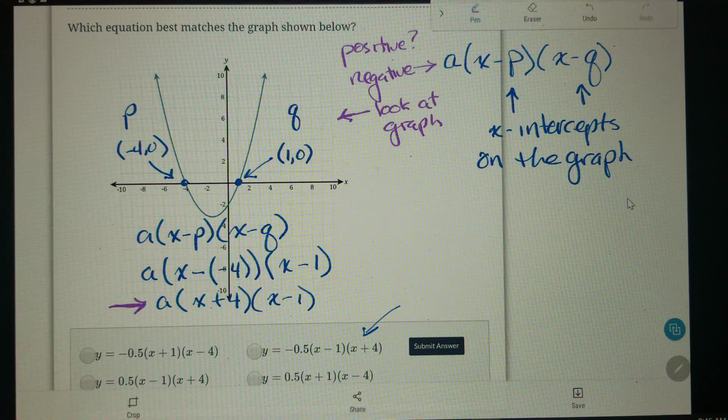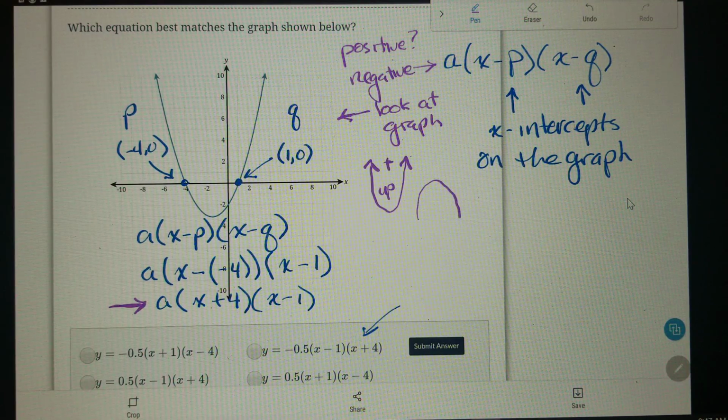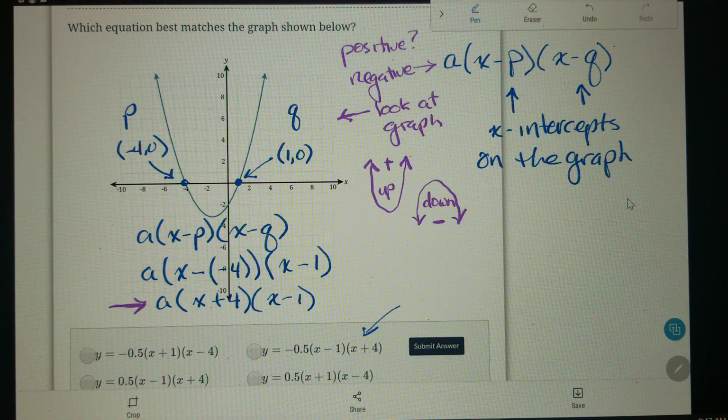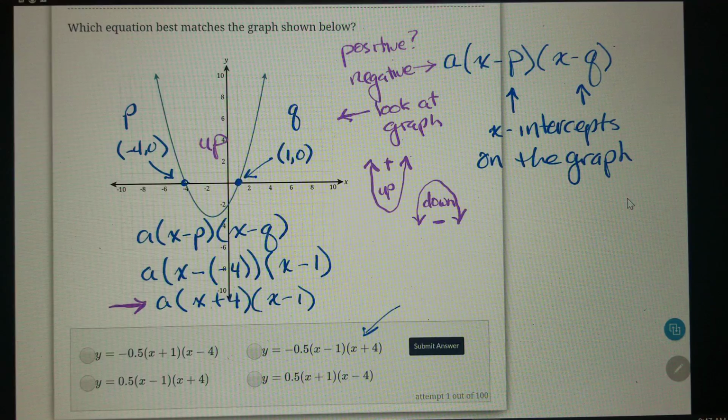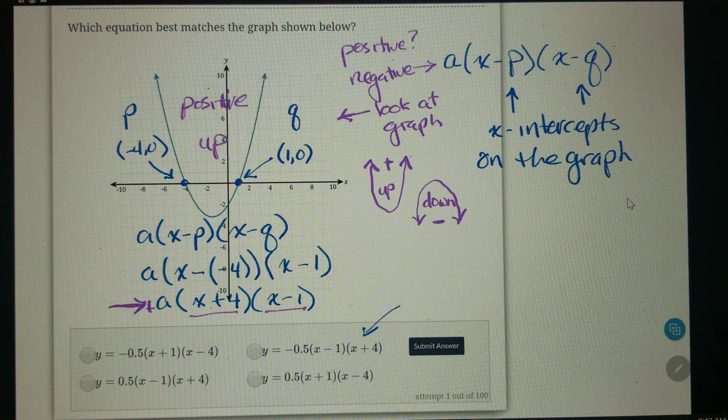So graphs that look like this, like our graph on the page here, which open up, those graphs are positive. Graphs which open down, like this, those graphs are negative. Okay, so this graph opens up, so it's positive. All right, so that means we're looking for a positive A that has X plus 4 and X minus 1.